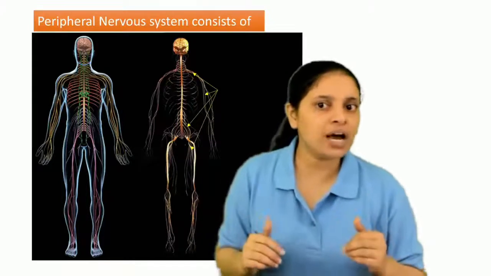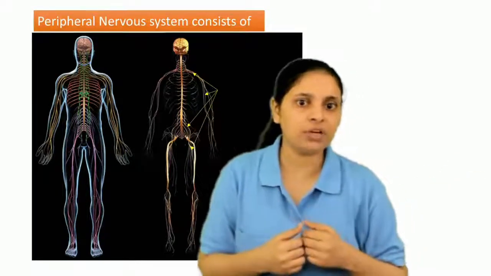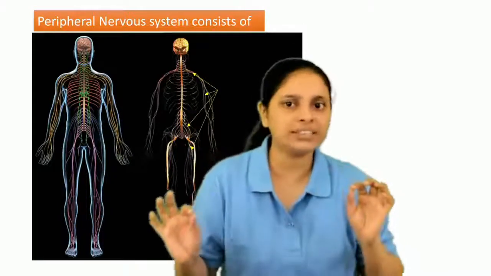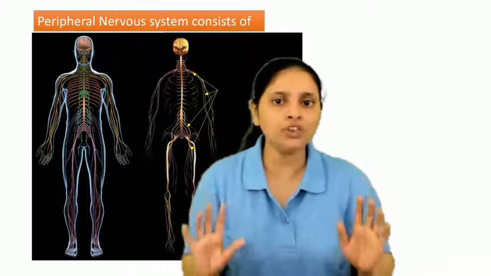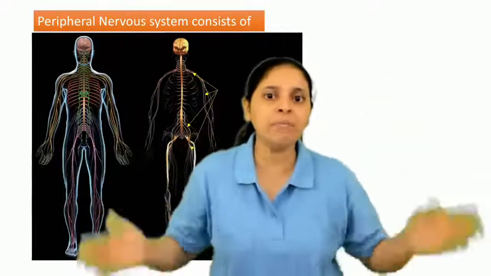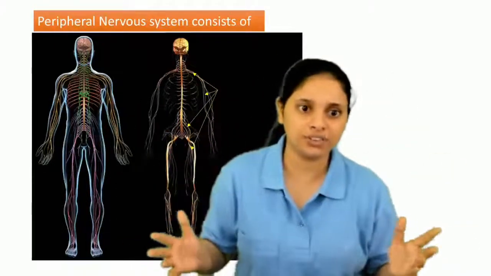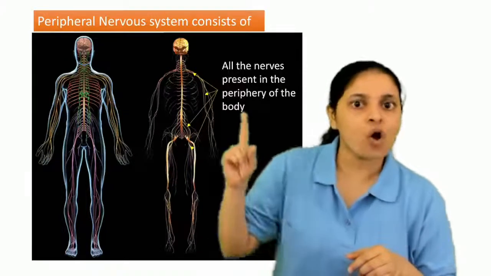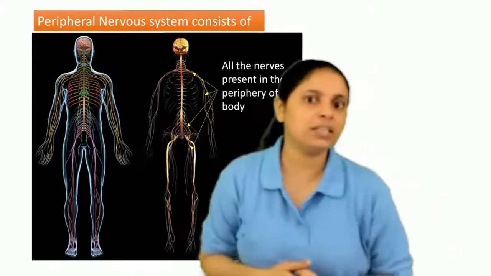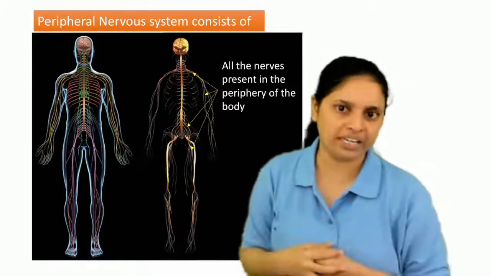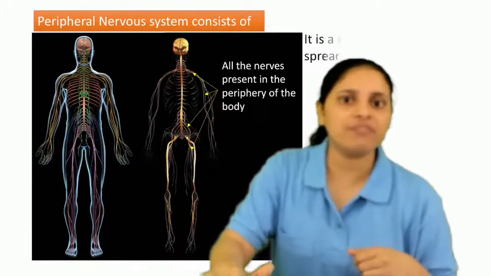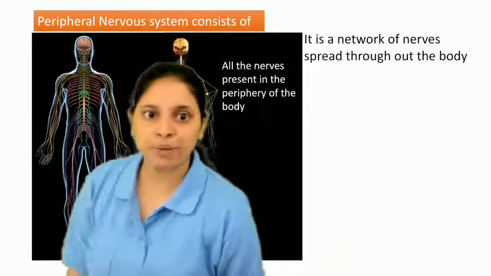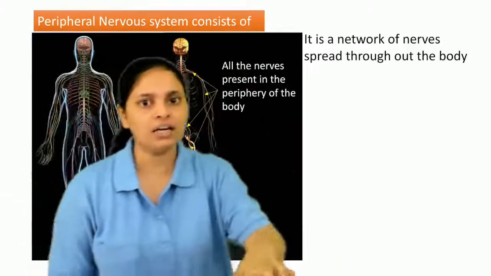So this will be our peripheral nervous system. देखो हमारे बॉडी के एग्जैक्ट वर्टिकली सेंटर में जो सिस्टम है वो हमारा सेंट्रल नर्वस सिस्टम है, और जो पेरिफेरल है मतलब बाकी बॉडी में जो स्प्रेड है नर्व्स, these will form the peripheral nervous system. Okay, so all the nerves present in the periphery of the body, these will form the peripheral nervous system. So it is the network of nerves spread throughout our body.